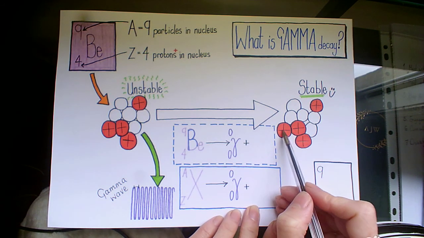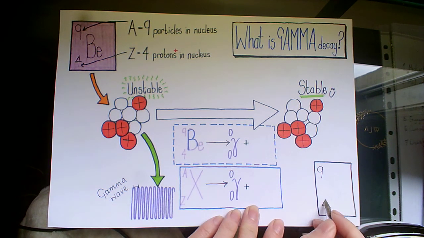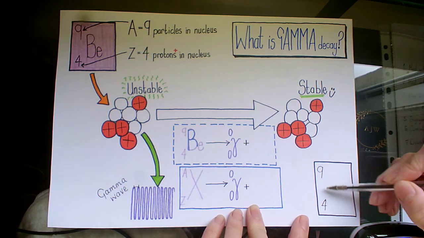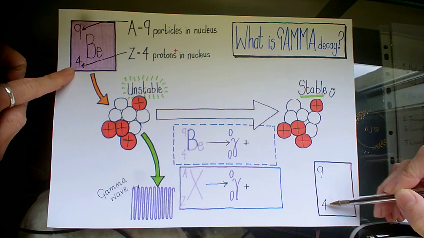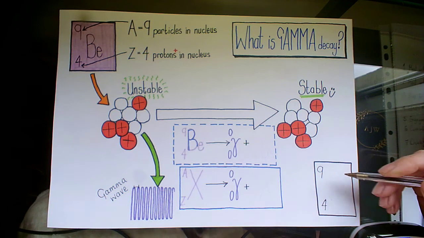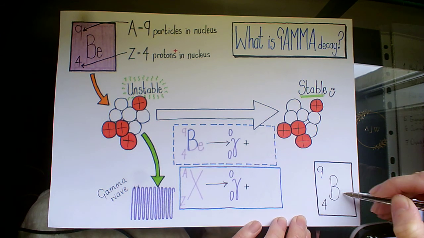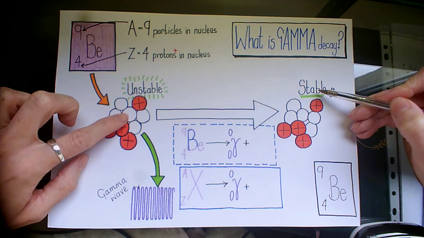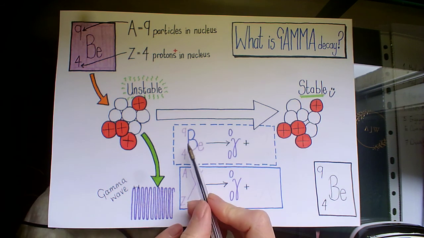So we've still got 9 subatomic particles. Let's count the protons. 1, 2, 3, 4. We've still got 4 protons. So in fact, we can see that the A, the mass number, has not changed, and the Z, the atomic number, has not changed. So we have still got ourselves an atom of beryllium. It's the same thing. It's now just more stable because it has kicked out, it's removed a gamma wave. So if we turn that into the equations, this one's nice and easy.